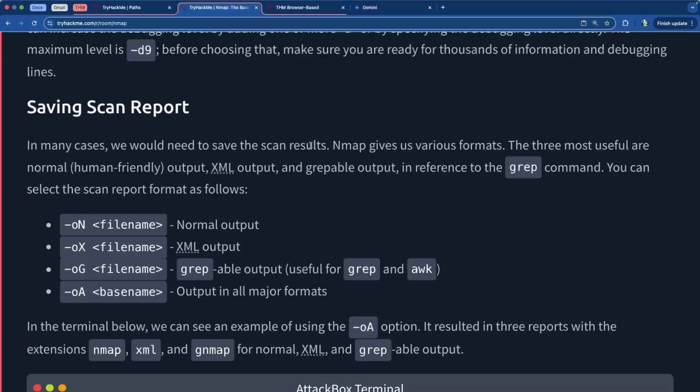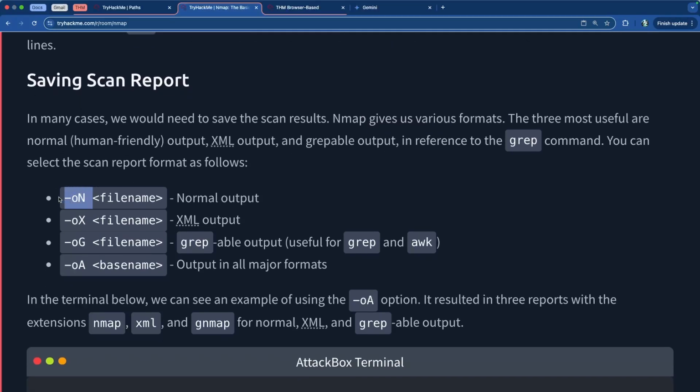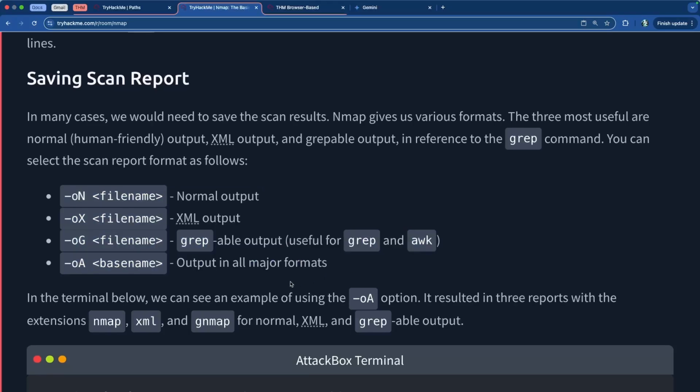Now, we're talking about saving it inside of an output file. So we would need to save the scan results. Nmap gives us various formats. You can do -oN file name, which is just a normal output, -oX, which would be an XML output file, -oG, which would be a greppable output used for grep, and awk, which are search patterns. Well, grep is more like searching for strings. You can actually use patterns, but awk has its own syntax for finding various types of patterns. And then -oA, which is outputting in all major formats, which will generate multiple output files for you.